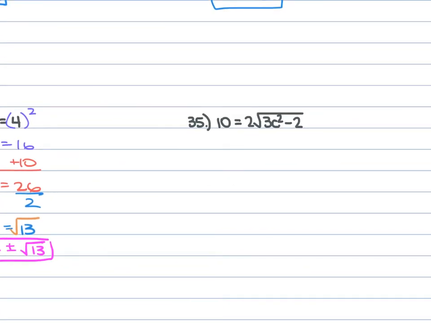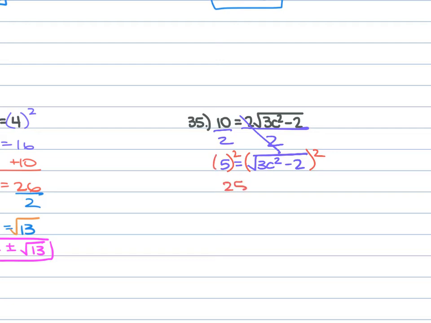For 35, we have 10 is equal to 2 square root 3c squared minus 2. So we're going to first start by dividing each side by the 2, so that way we can isolate that radical. This is going to give us 5 is equal to the square root of 3c squared minus 2. Now, since our radical is isolated, we are going to square both sides.